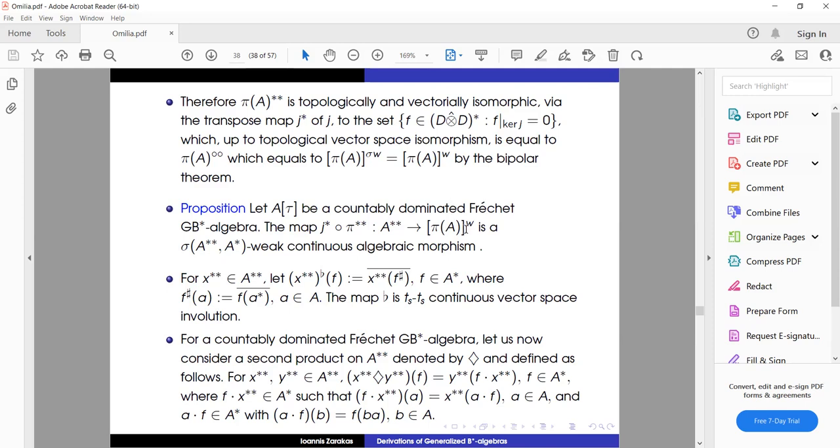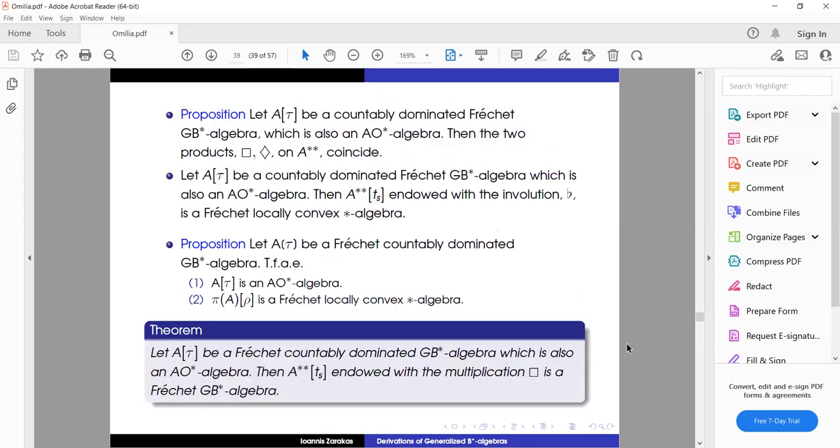All that comes after that, and I'm going to skip the details, had to do with this transferring of information from here to here. This transferring had a lot of details, and ended up in proving that, at the end of the day, the theorem: for a Fréchet countably dominated GP star algebra, when you go to the bidual, you have, with the multiplication, the product that we saw before, still a Fréchet GP star algebra. So you can extend your derivation to the bidual, and you will take an inner derivation delta on the bidual, so you will have a spatial derivation, your initial one, on your Fréchet GP star algebra alpha.